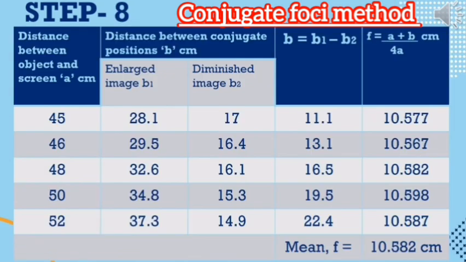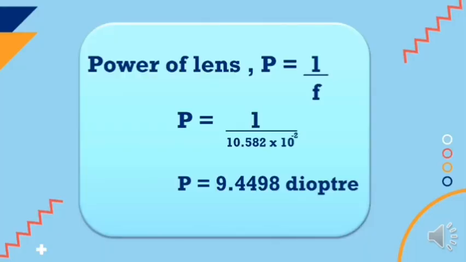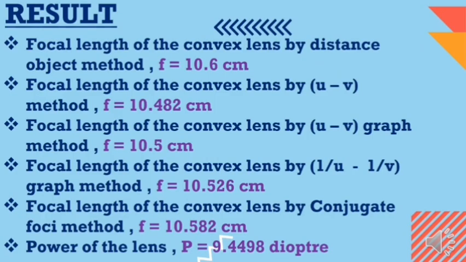Repeat step 7 for different lengths between the object and screen, then tabulate the readings to find out the focal length of the convex lens by conjugate foci method. Power of the lens is the reciprocal of focal length, hence it is calculated from the already calculated focal length. These are the results of the experiment.